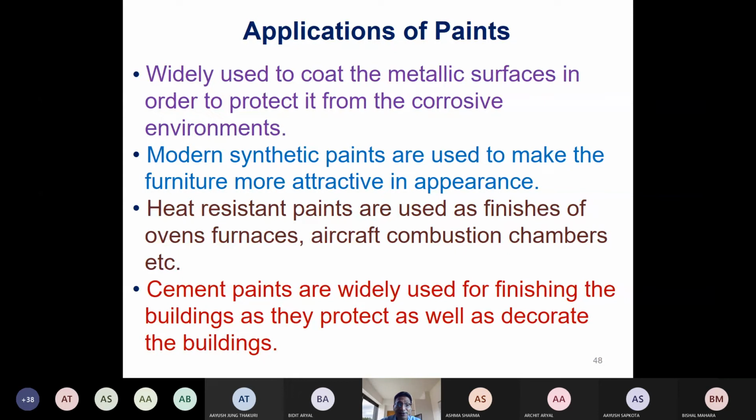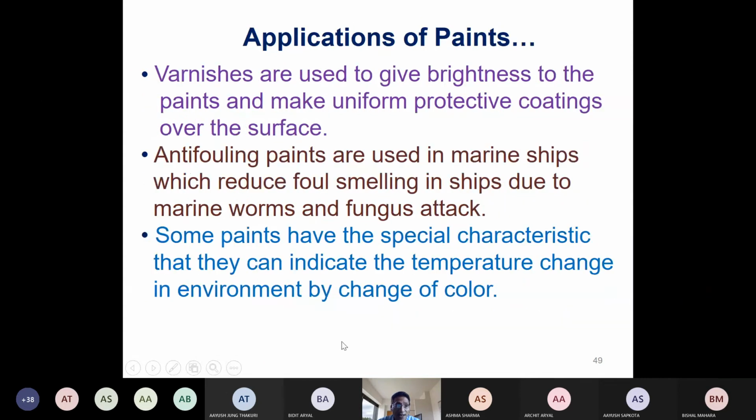And heat resistance paints are used as finishes of the oven, furnaces, aircraft combustion chambers, and cement paints are widely used for finishing buildings as they protect as well as decorate the building. And varnishes are used to give brightness to the paint and make uniform protective coating over the surface.